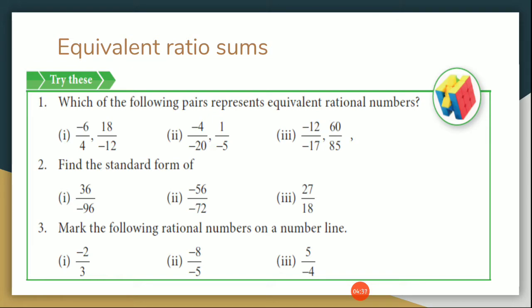Third one, mark the following rational numbers on a number line. Yesterday I told you, if the numerator is smaller, it will always lie between 0 and 1 or 0 and minus 1. For the first sum, it is given as minus 2 by 3. So the numerator is smaller than the denominator. That means where is it lying? Since it is a negative fraction, it lies between 0 and minus 1.